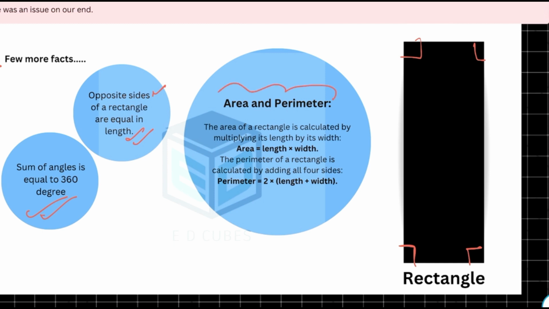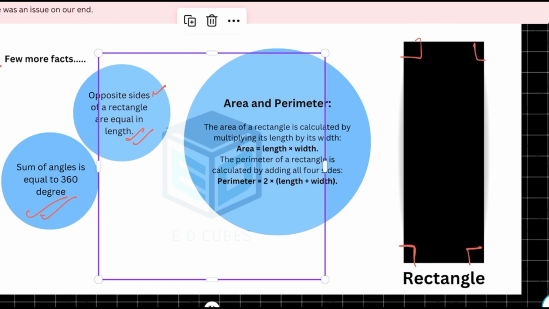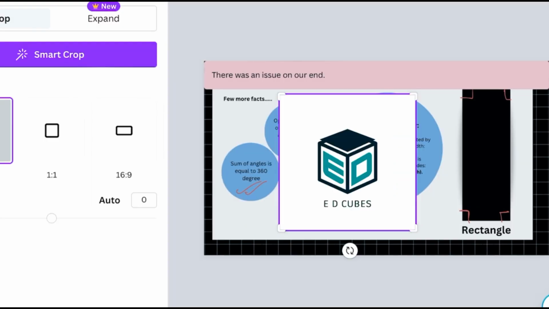Then area and perimeter. The area of rectangle is calculated by multiplying its length by its width. Length is nothing but the longest side and width is nothing but the shortest side of a rectangle. The perimeter of a rectangle, we'll be knowing these two words, area and perimeter, in detail, is calculated by adding all four sides. Means perimeter equals 2 into length plus width.